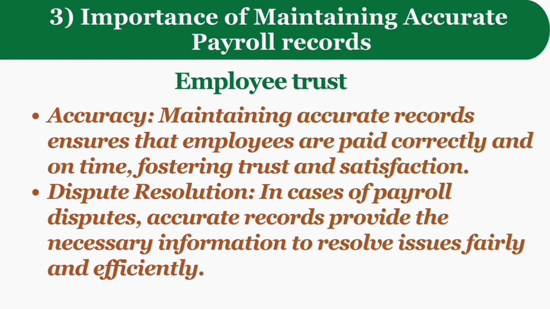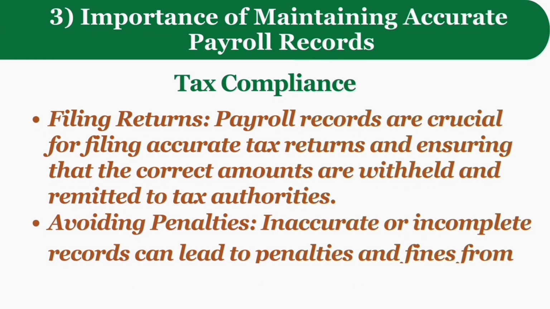Next is employee trust: accuracy and dispute resolution. If we are maintaining accurate records, it will ensure the employees are paid correctly and on time, which will foster trust and satisfaction. Employees will have trust. They will be satisfied. Okay, we are working in a good organization, an organization where everything is ethical. Next is dispute resolution. In case of payroll disputes, accurate records provide the necessary information to resolve issues fairly and efficiently.